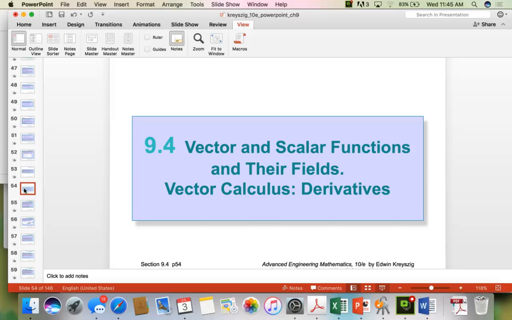All right, so that concludes the concept of the vector product. The next lecture will cover vector and scalar functions and their fields, and we will look at derivatives.